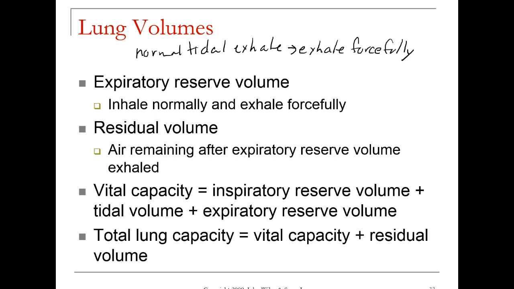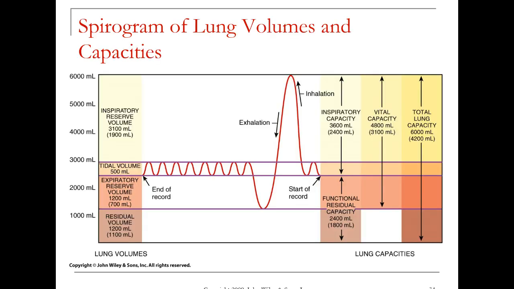So once again, some calculations I've already introduced you to. The vital capacity is equal to the inspiratory reserve volume plus the tidal volume plus the expiratory reserve volume. The total lung capacity is that vital capacity plus the residual volume. So once again, we can see all of our different lung volumes and lung capacities. You should be familiar with the definitions of these various volumes and also the calculations. Make sure that you know how to do the calculation for inspiratory capacity and also vital capacity and also total lung capacity, and know how they relate to each other.